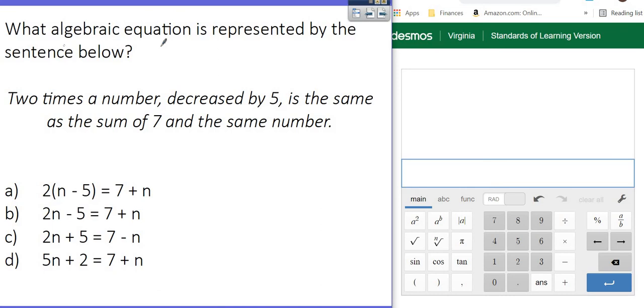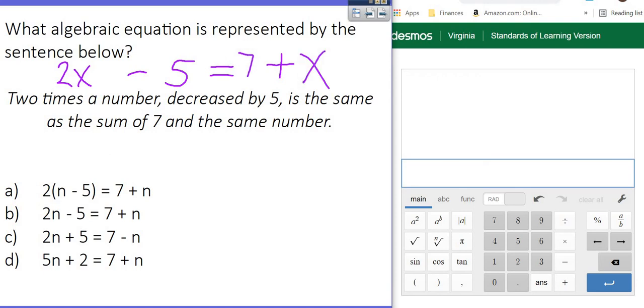Okay? This says write an algebraic equation, or what algebraic equation is represented by the sentence below. So let's go through this and say 2 times a number. So that would look like something like this. I'm just looking at that. Decreased by 5, well, decreased by 5 would look like that, is the same as, that means equal, the sum of, sum is a plus sign, 7 and the same number.